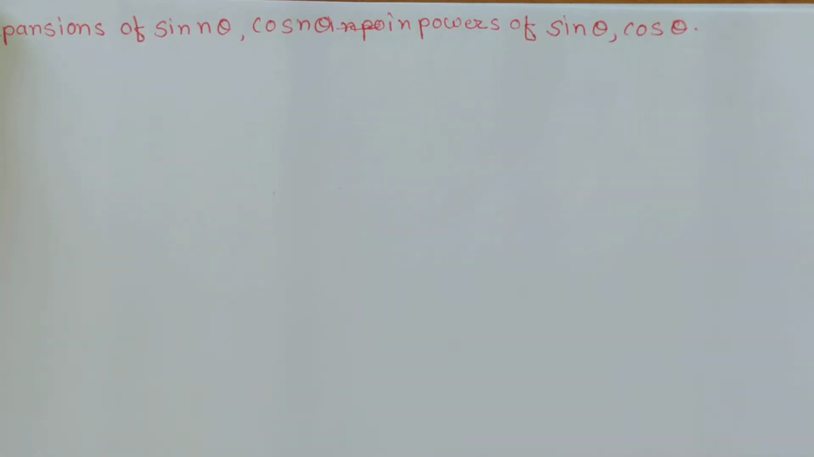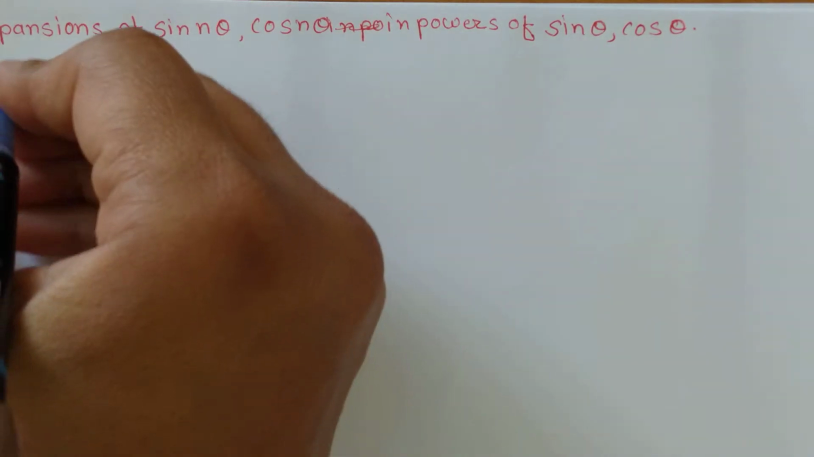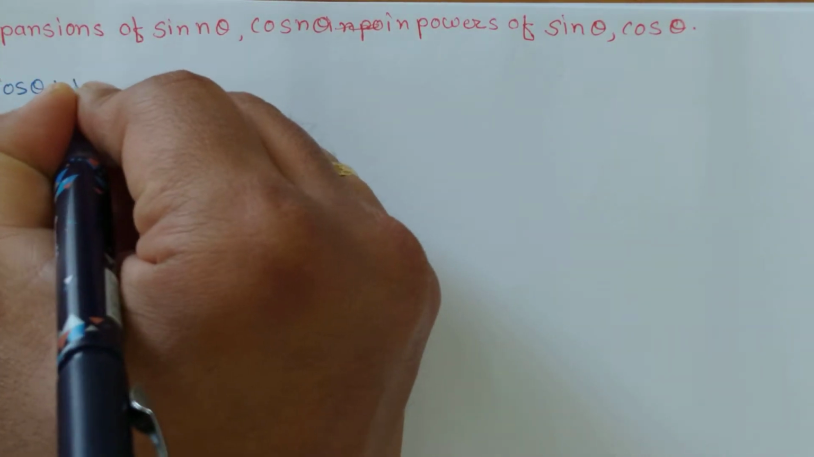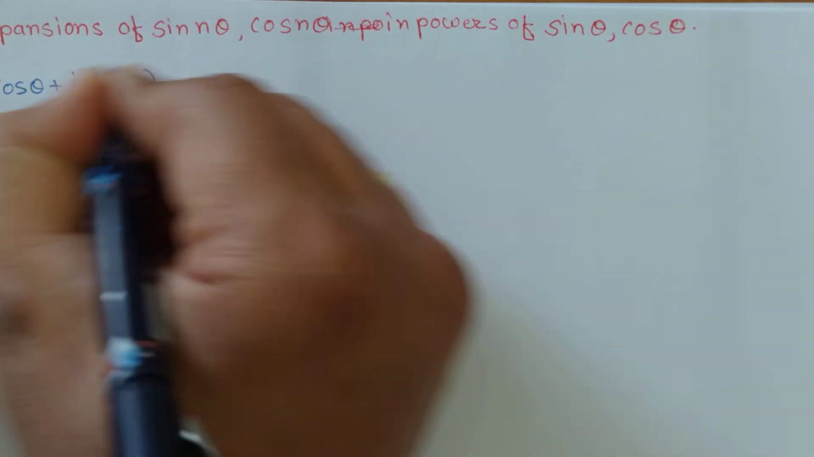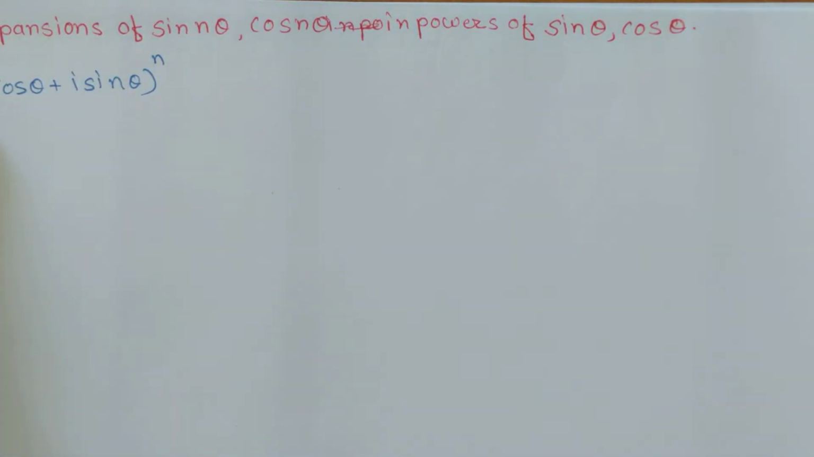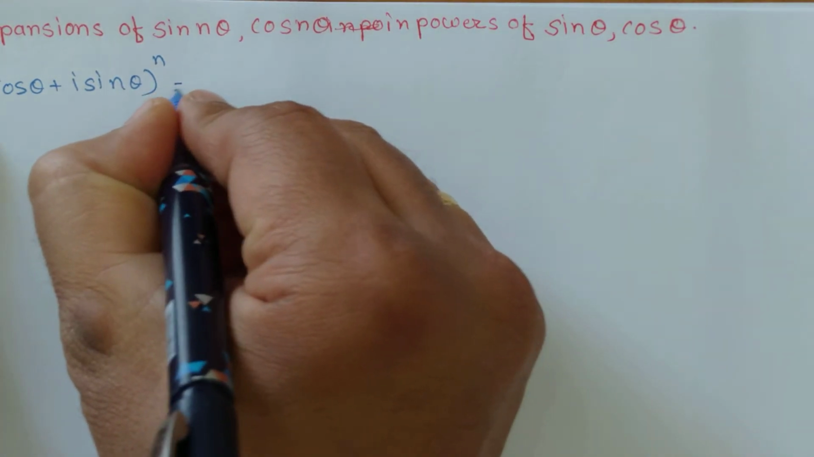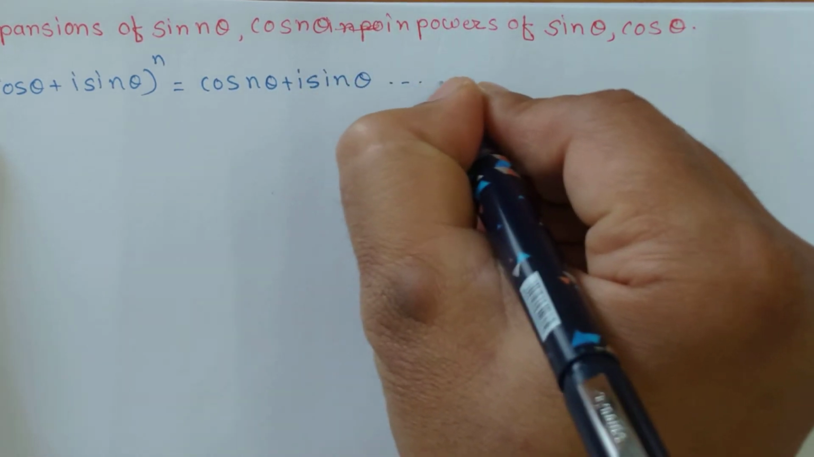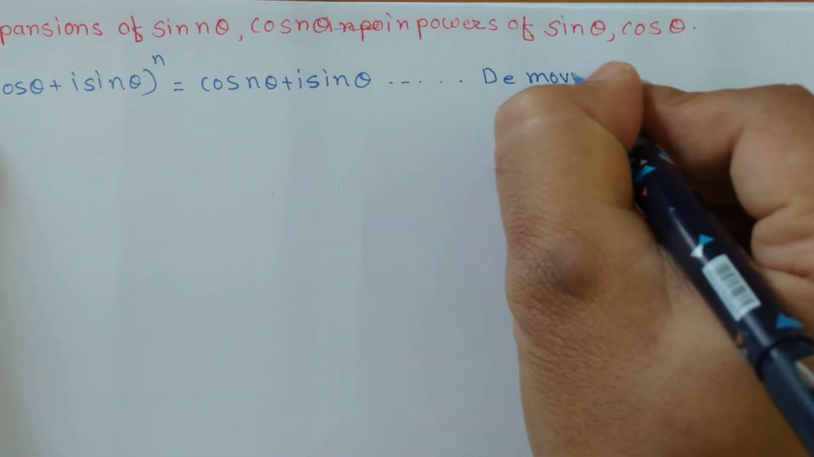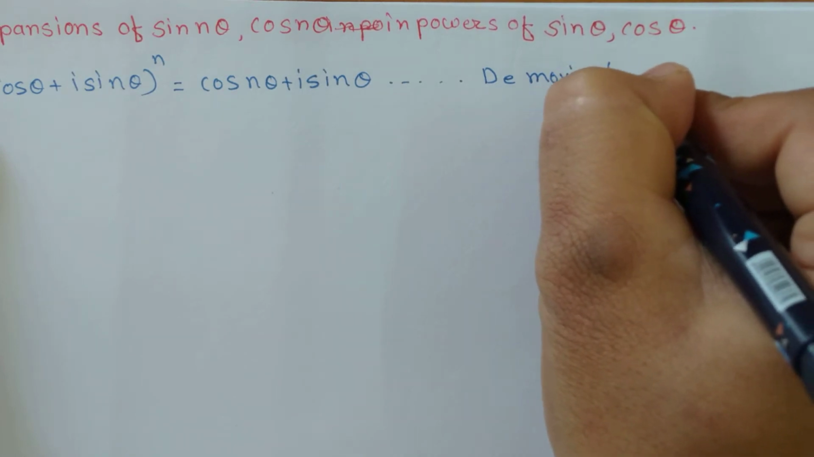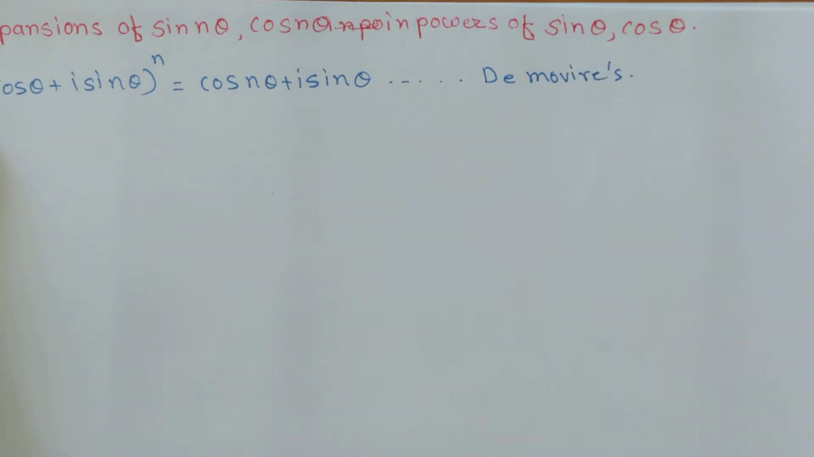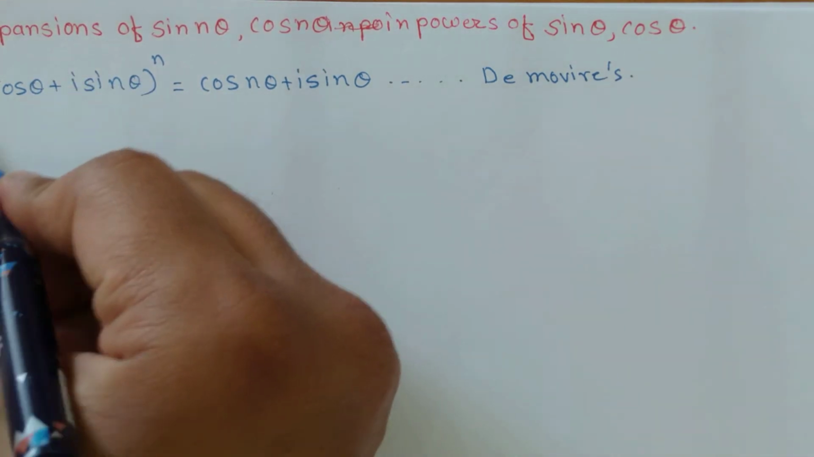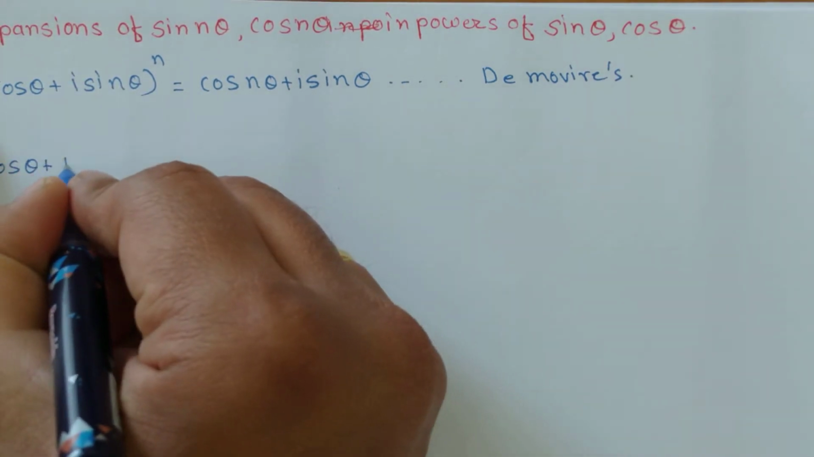Okay. So, to obtain these expansions, we will start with (cos theta plus i sin theta) raised to n. By De Moivre's theorem, we will have cos n theta plus i sin n theta. But if we think about this particular term and the binomial expansion, then what am I getting there?